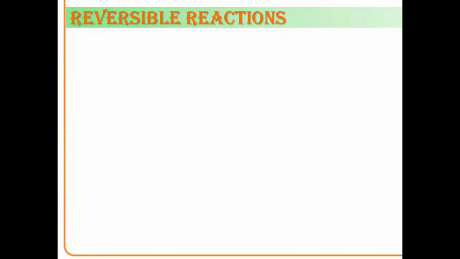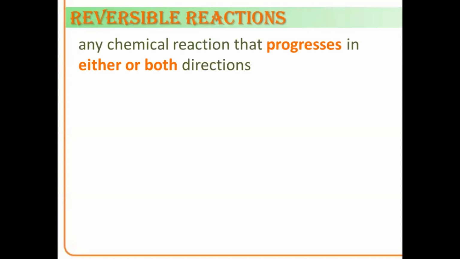We will start by defining a reversible reaction. A reversible reaction is any chemical reaction that progresses in either or both directions. This means that reactants can be converted into products, and the products themselves can be converted back to reactants. Now, for this type of reaction, we should use the reversible sign.